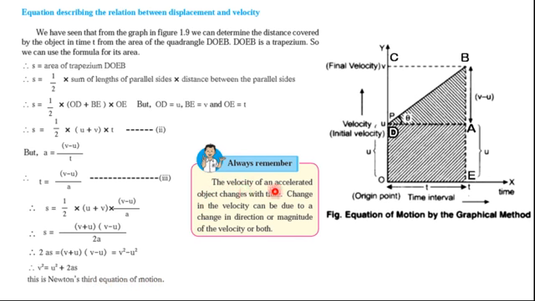So the velocity of an accelerated object changes with time. Changes in the velocity can be due to changes in the direction, the magnitude, or both of the velocity. These three equations are most important. You can illustrate this diagram in your notebook. This is a very simplified diagram.